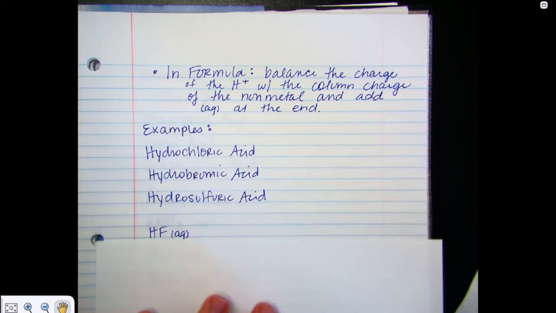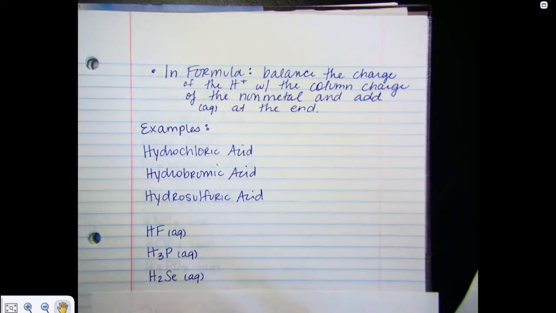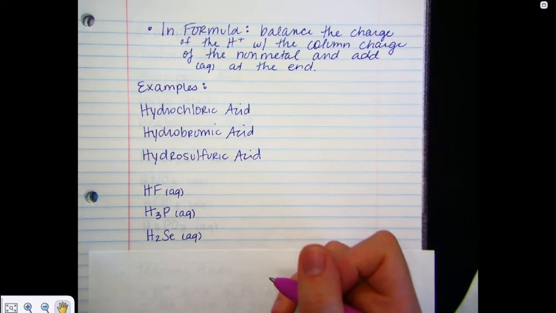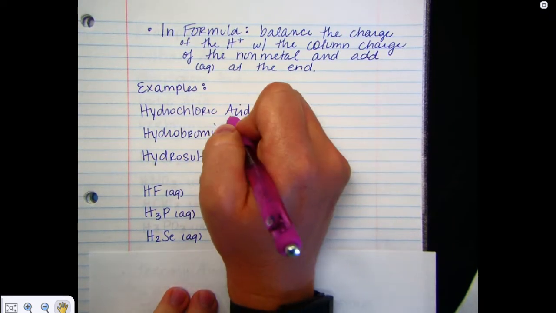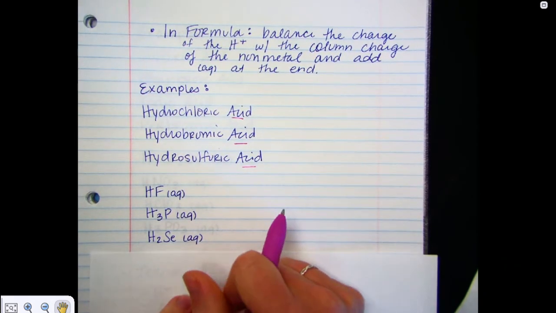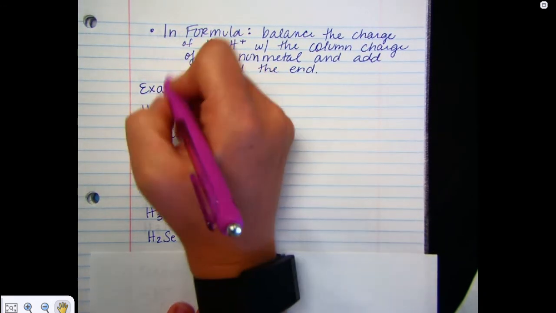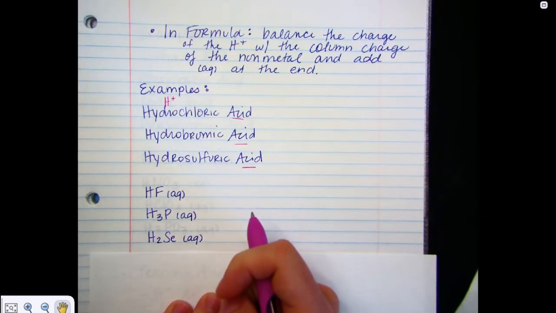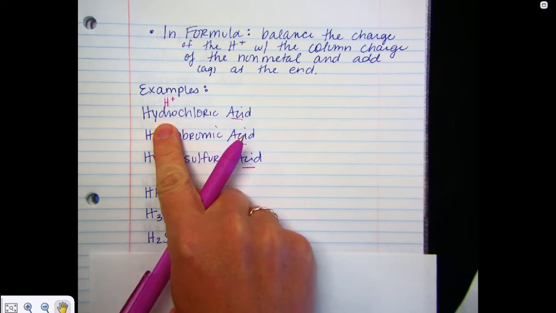So let's go through some examples. We're going to do 6 examples here. We're going to go from names to formulas first. Anytime I'm dealing with an acid, whether it is a binary acid or a ternary acid, if I see the word acid, the first thing I'm going to do is write an H+. All acids have an H+. So hydro, in this case, is H+.